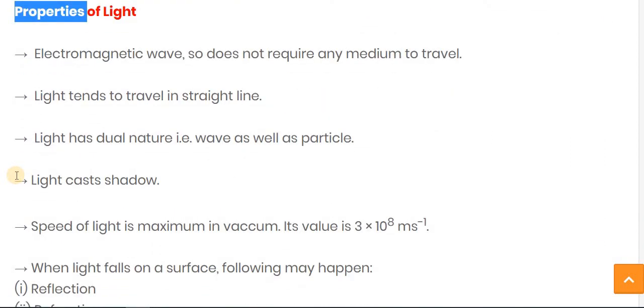Now let's see the properties of light. It is very important; sometimes it is asked for 2 to 3 marks: write down the properties of light.